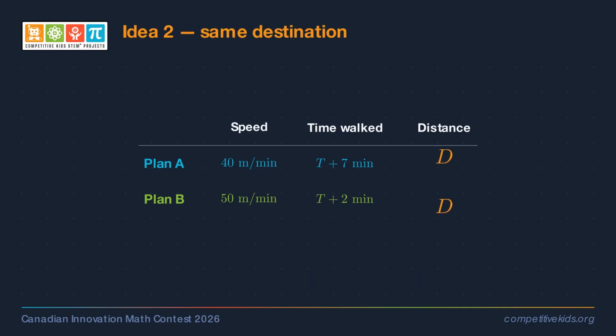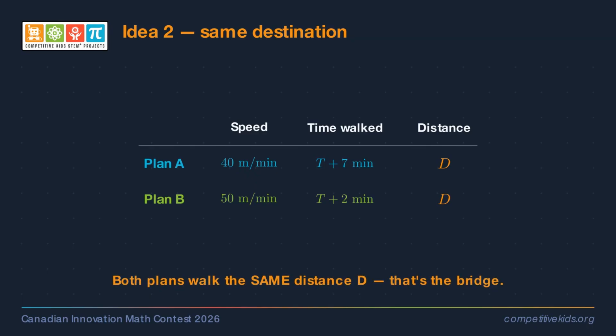What is the same? The distance. Both plans cover d meters. That is the bridge. Speed times time equals distance, and the distance is shared.